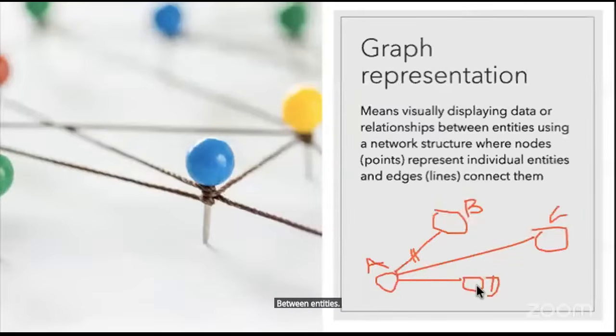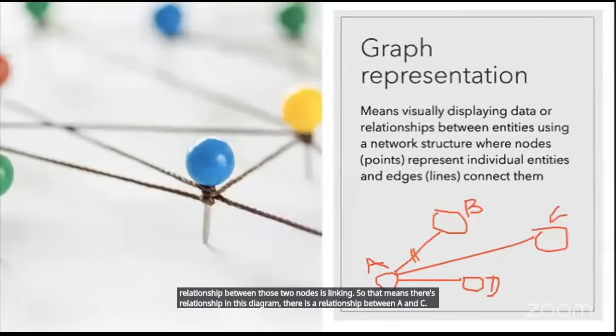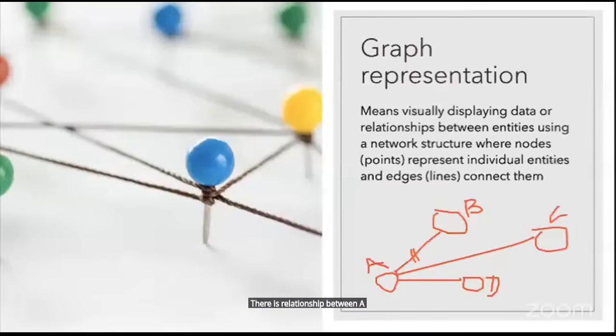So the nodes A, B, C, D represent the entities. The nodes are also called vertices, while the edges, the straight lines, represent the links. The relationship between those two nodes is linking. So that means there is a relationship in this diagram. There is a relationship between A and C. There is a relationship between A and D. There is no relationship between B and D. But if I add something here now, I can now say there is a relationship between D and C. So this is graph representation.